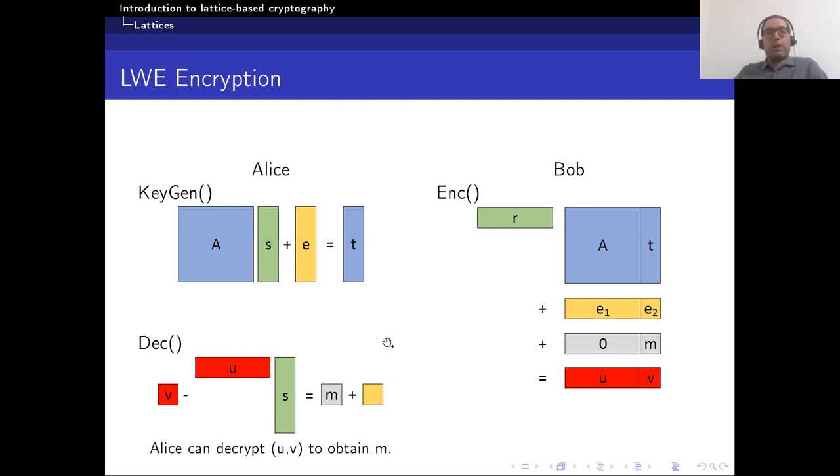So this approach can be used to send the message M from Bob to Alice, and then they have the same message, and they can generate the shared secret key and communicate with each other. Is it clear? Any questions?